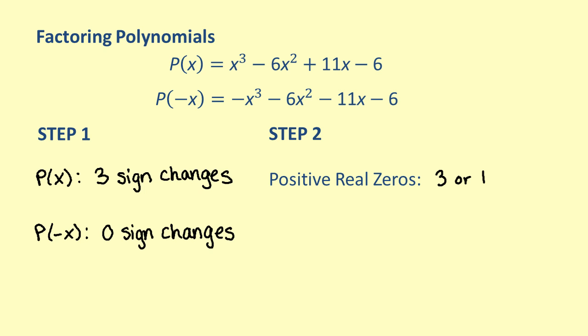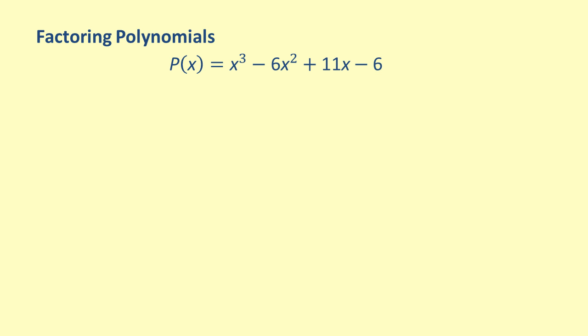Descartes' rule of signs also states that the number of negative real zeros of a polynomial is either equal to the number of variations in sign of p of negative x, or it is less than that number by an even integer. Since there are no sign changes in p of negative x, there are 0 negative real zeros. Now we can move on to step 3, which is to use the rational zero theorem to determine the possible rational zeros.